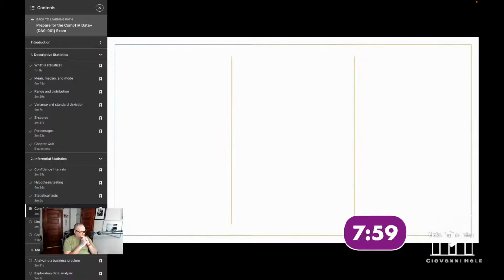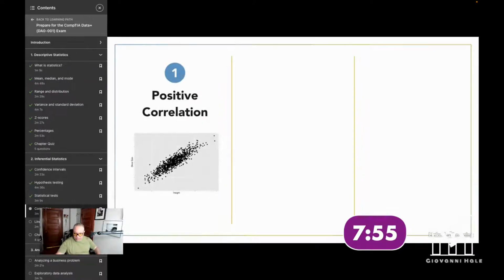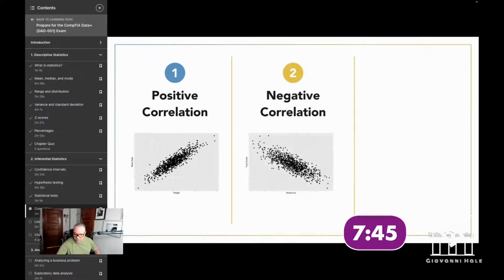That example of shoe size and height is an example of a positive correlation. Positive correlations exist between two variables when an increase in one variable is associated with an increase in the other variable. We can also have negative correlations between two variables. When two variables are negatively correlated, they're still related, but the relationship goes in the opposite direction.